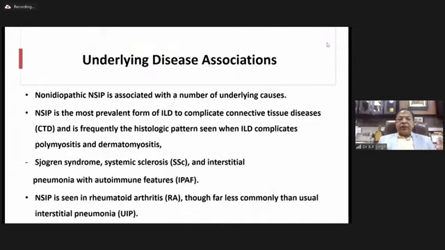Underlying disease associations are very important in non-specific interstitial pneumonia. Non-idiopathic NSIP is associated with a number of underlying causes. It is the most prevalent form of ILD to complicate connective tissue disease, and it is frequently the histological pattern seen when ILD complicates polymyositis and dermatomyositis. It is very important. Also Sjogren syndrome, systemic sclerosis, and interstitial pneumonia with autoimmune features. NSIP is seen in rheumatoid arthritis, though far less commonly than the UIP pattern, which is much more common in rheumatoid arthritis-induced interstitial lung disease.